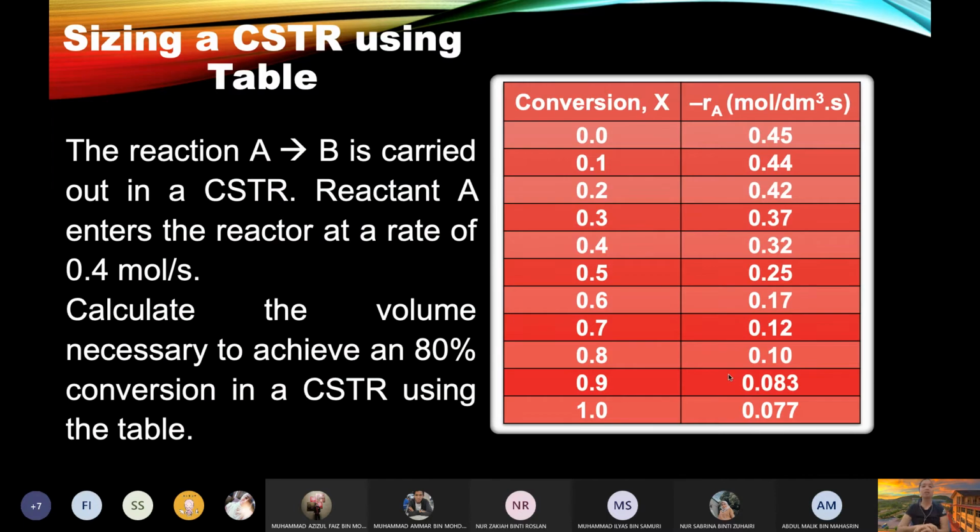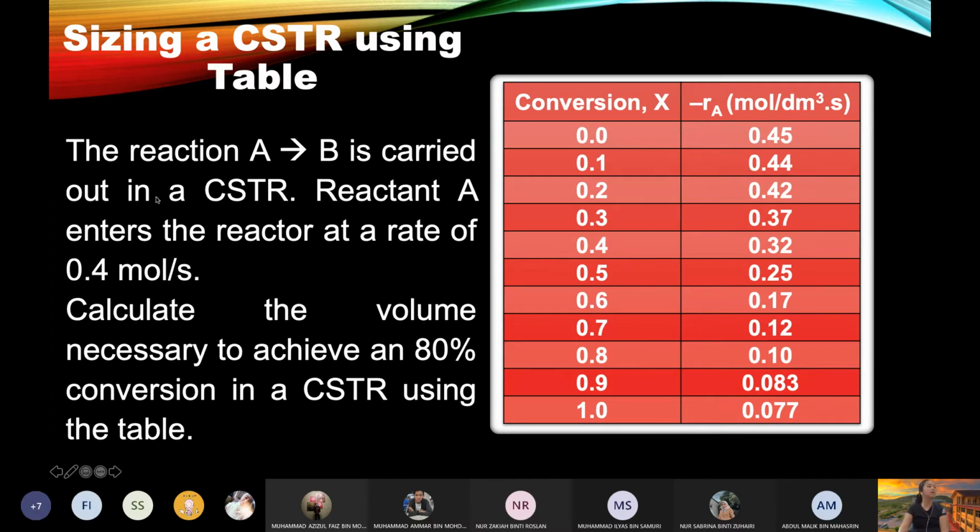Okay, let's say you still don't understand, it's okay. Let me give you a simple example first. For this example, we use a table first. We use the table, we use the plot, we want to find the volume of the reactor. So let me teach you using the table first. You must remember, when we want to solve this problem, they must give us a table of conversion and minus RA. If the table doesn't have this information, you cannot use it to find the volume of the CSTR.